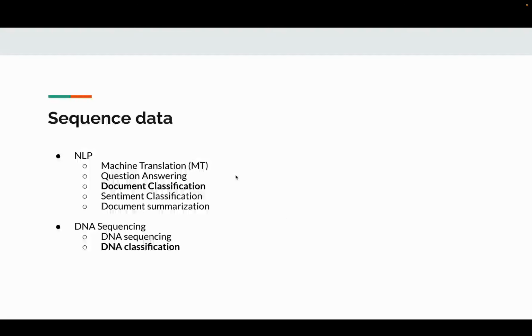So there are a lot of important natural language processing tasks that people are working on all over the world. For example, machine translation, question answering, sentiment classification, document summarization, and the standard DNA classification tasks that you are already aware of. So we'll take one example from each group, document classification from NLP and DNA classification from the DNA sequencing domain. And we'll see how things are quite similar and how we can model both problems, okay?